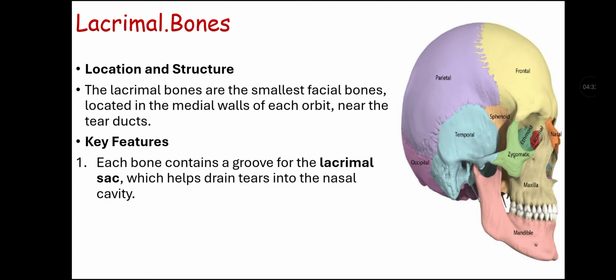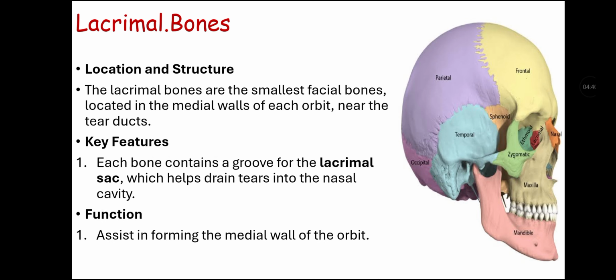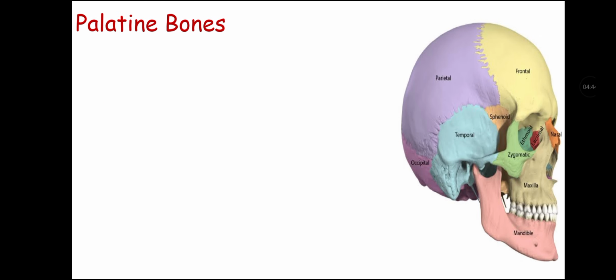Key features: each bone contains a groove for the lacrimal sac, which helps drain tears into the nasal cavity. Functions of lacrimal bone: they assist in forming the medial wall of the orbit, and they support the tear drainage system.